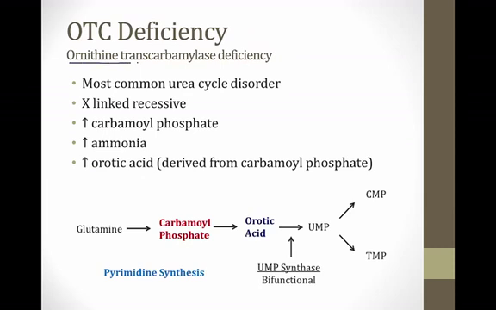Now let's talk about an ornithine transcarbamylase deficiency, or an OTC deficiency. This is the most common inborn error of metabolism in the urea cycle. It is an X-linked recessive condition, and children born with this enzyme deficiency have very high levels of carbamoyl phosphate and very high levels of ammonia.